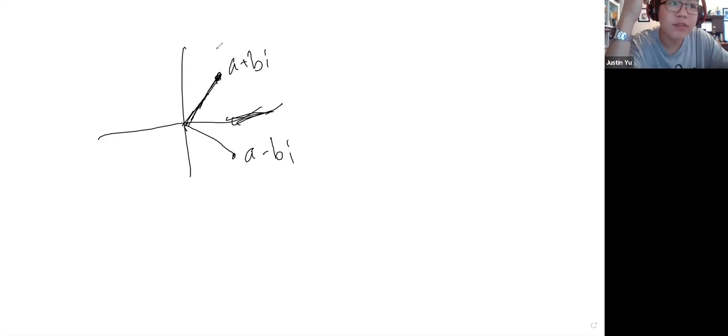All right, you can think of it as reflecting across the x-axis. The magnitude is just the length of this. Because of the Pythagorean theorem, we know that this is the square root of a squared plus b squared. And now you see where that formula comes from.